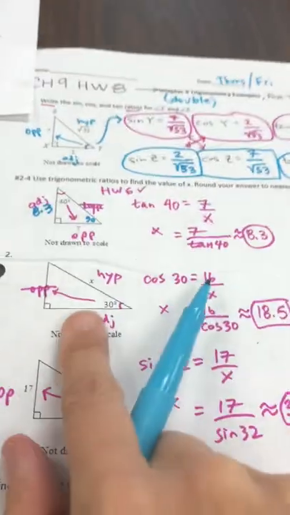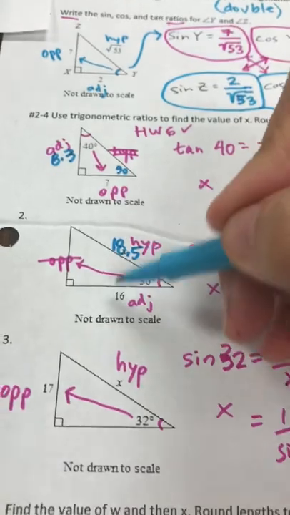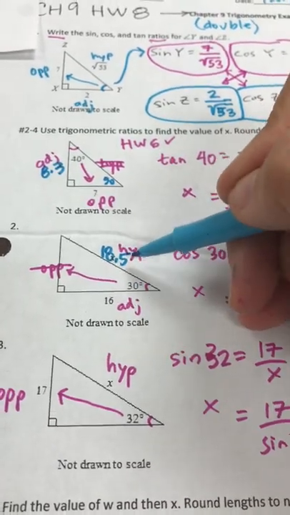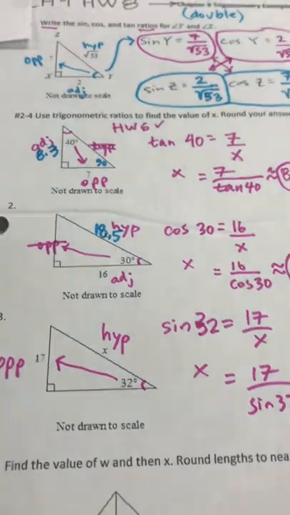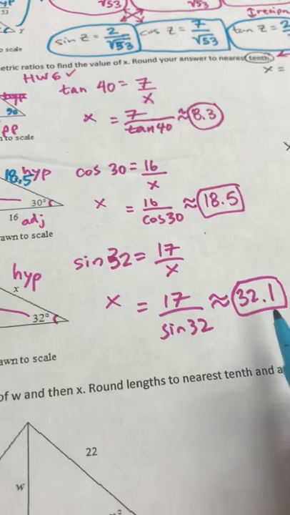If I plug this back in, 18.5, I think that makes sense. Our hypotenuse has to be the longest side. So 18.5 is longer than 16. Looks good. Plug this back in.